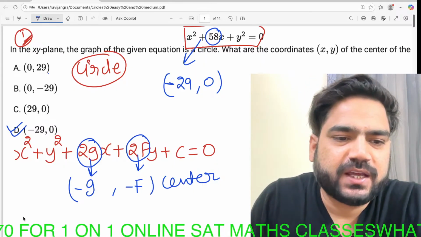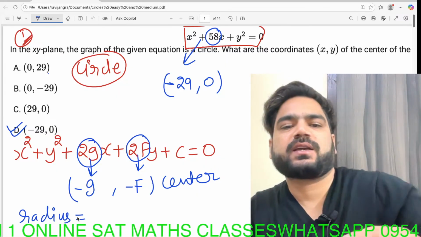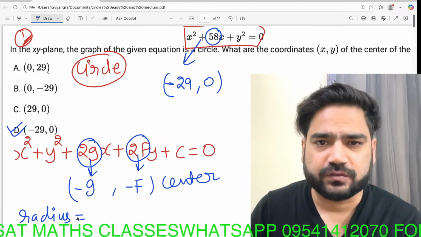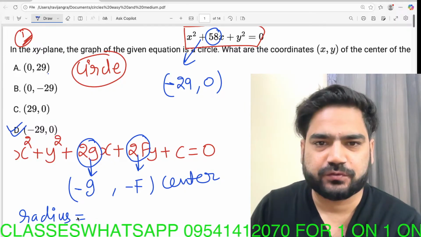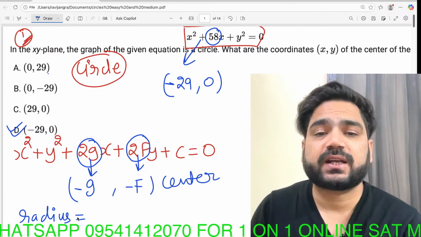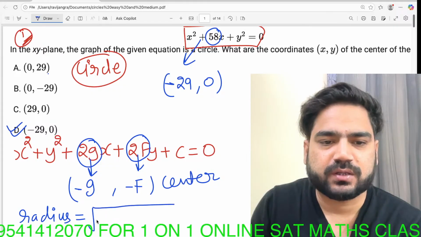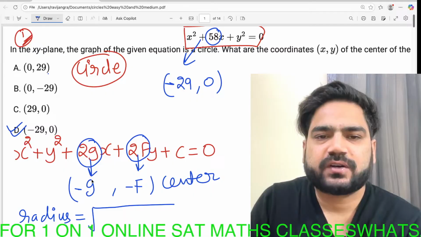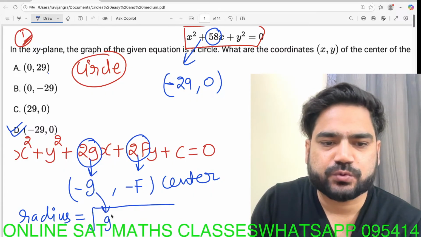In the first question I have taught you the basics of a circle: how to write this equation, when it will be considered a standard form, and how to find its center. They can also ask for the radius. How to find the radius? It will be under root. Whatever the numbers of the center, you have to square them. So minus g, you will square it, it will be g square.